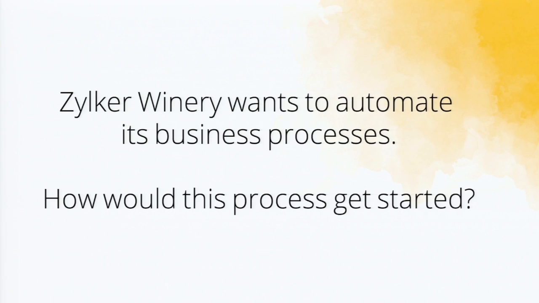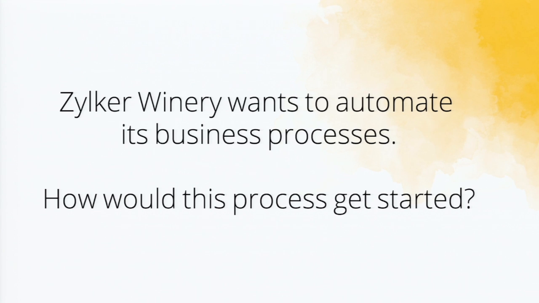So how do we get started? Zilker Winery today is using a bunch of spreadsheets and papers in order to collect the data, maintain the data, update the data, and analyze the data. There's a lot of data collection, updating, and analytics happening inside Zilker, but yet it is all spreadsheets and paperwork. So how would this process get started?